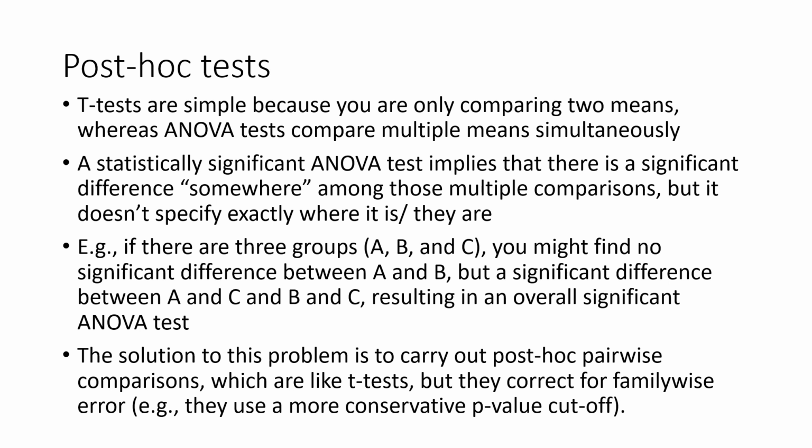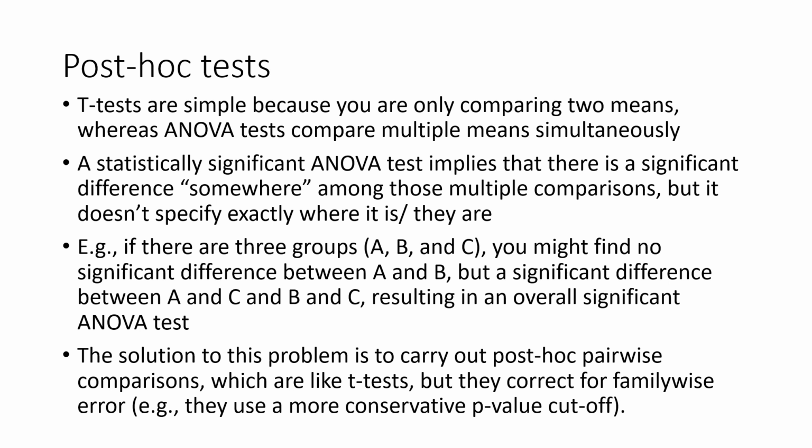So just to give you an example, let's assume we have 3 groups in our independent variable. We'll call them groups A, B, and C. You run an ANOVA and you find a statistically significant result. Okay, but what does that mean? If you look more closely at the differences across the different pairs in those 3 groups, you might find, for example, no significant difference at all between A and B, but a significant difference between, for example, A and C and B and C. So it's these differences that result in the overall statistically significant ANOVA test.